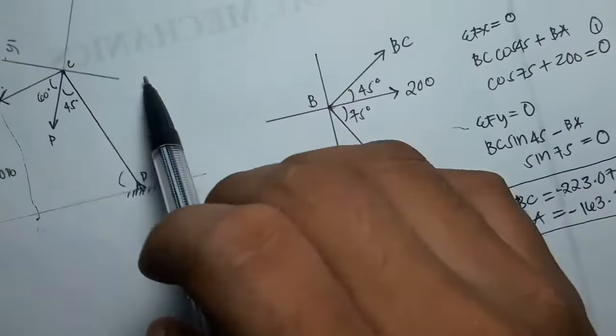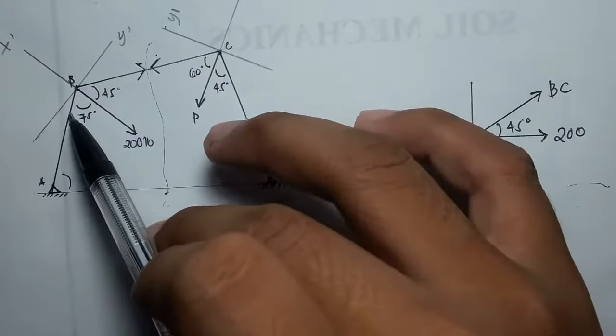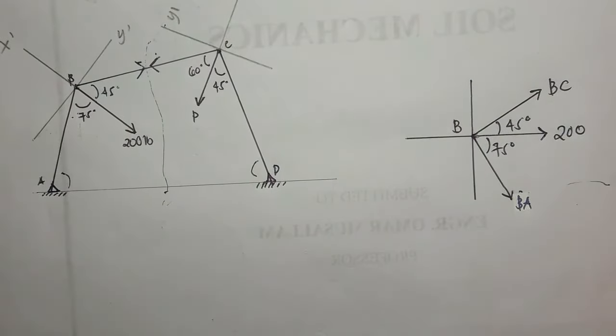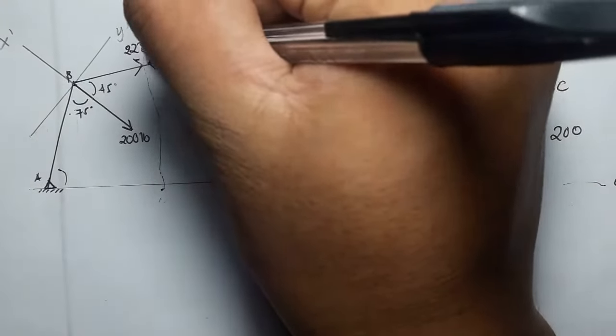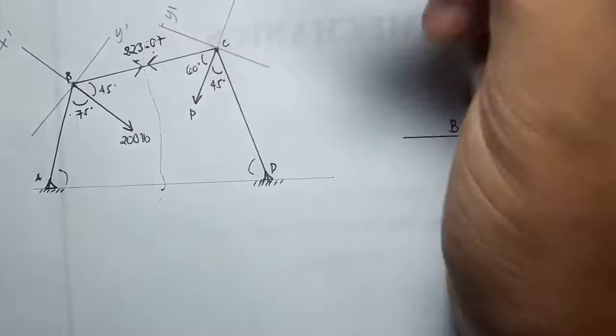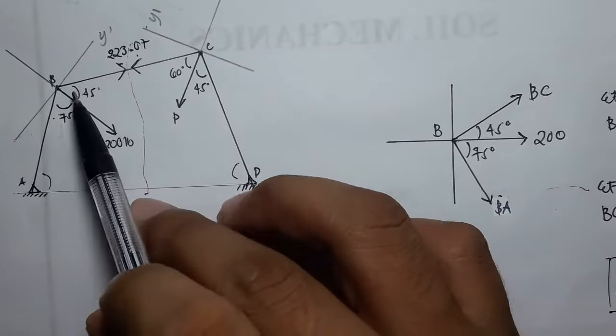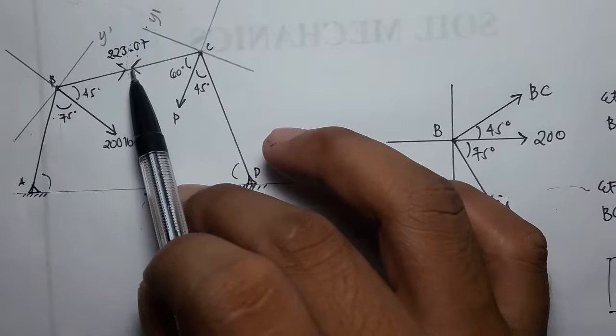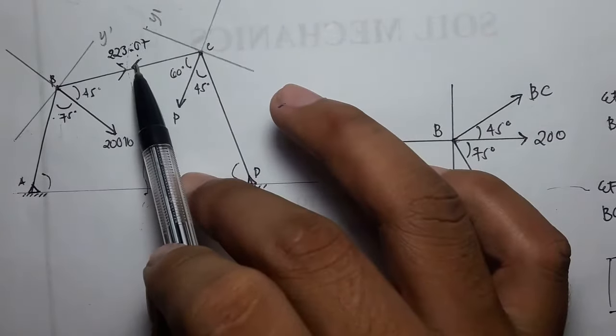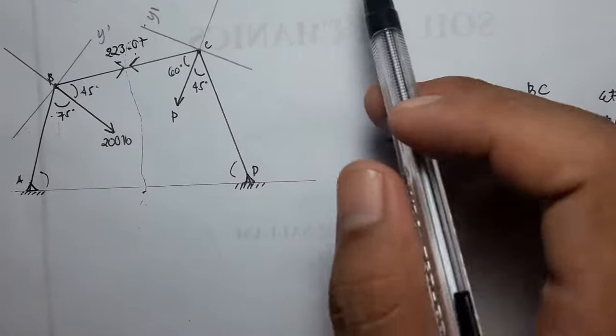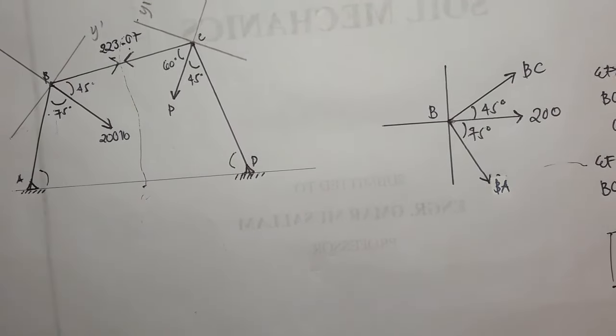This is the 3 bars. So we have BC is 223.07. Whatever the value of BC here is also the value of CB here, so I just use that direction.